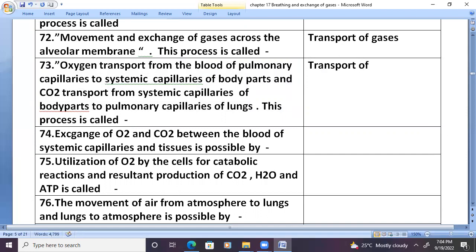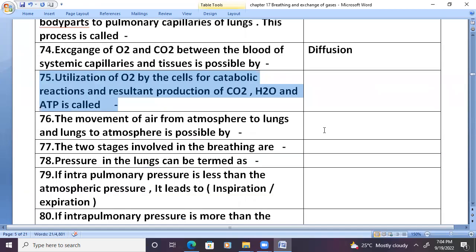Here we made a small mistake: movement and exchange of gases here is called diffusion. Transport from pulmonary capillaries to systemic capillaries we call transport of gases. Exchange of oxygen and carbon dioxide between the blood of systemic capillaries and tissues is possible by diffusion. Utilization of oxygen by the cells for catabolic reactions and the resultant production of carbon dioxide and water is called cellular respiration.